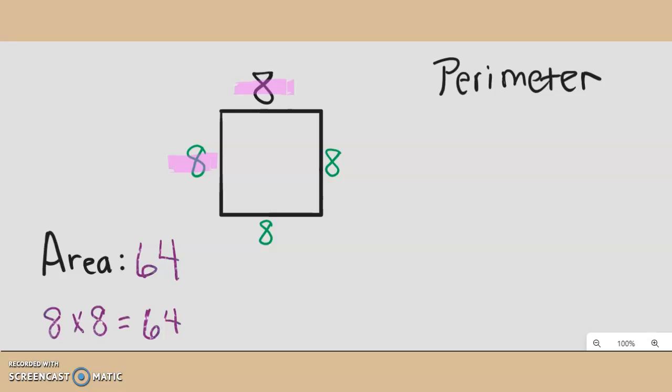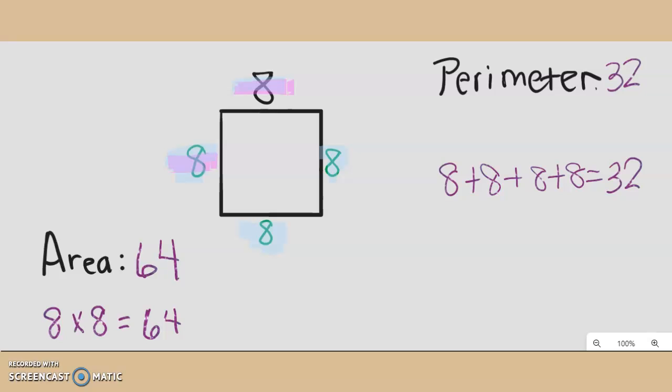So now we are going to look at perimeter. To look at perimeter, we are going to add up all the dimensions or all of the measurements of the sides. So to do that, we need to add. Then that'll be 8 plus 8 plus 8 plus 8. And we know 16 plus 16 is 32. So our perimeter is going to be 32. Okay? So that's our perimeter.